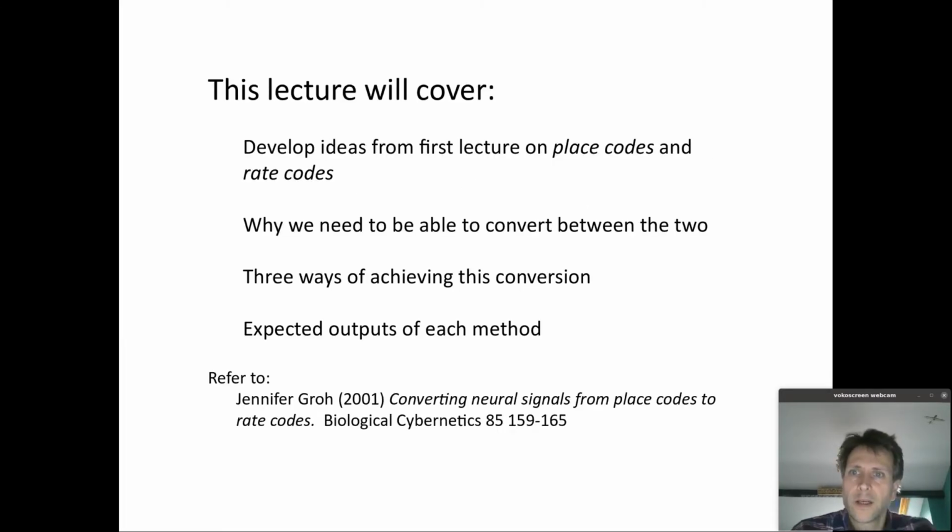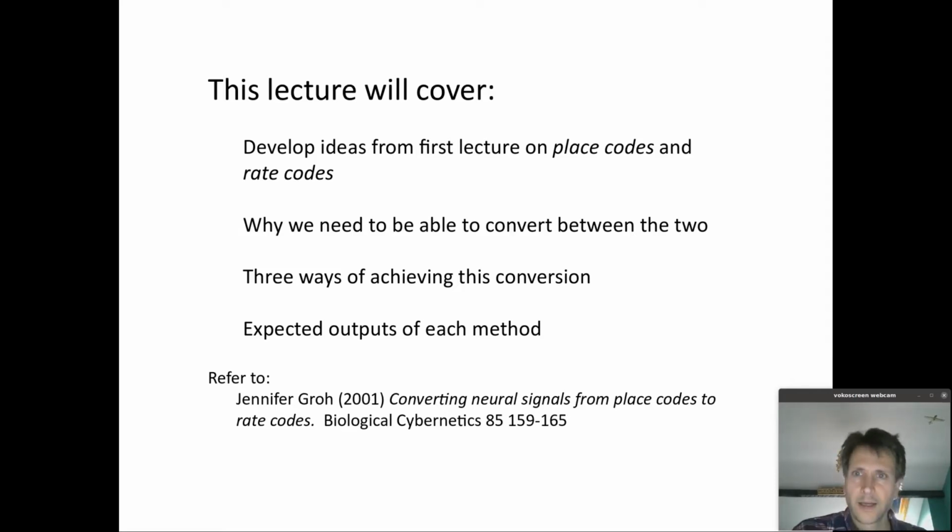Okay, so I'm going to develop ideas from the first lecture on place codes and rate codes. I'll talk a bit about why we need to be able to convert between the two, although really that was the subject of the last lecture. And I'm going to talk about three ways of achieving the conversion and what the expected outputs of each method would be. This is largely based on an excellent paper by Jennifer Groh, which was published 20 years ago, and she wrote down some of the mathematics of the ideas of converting neural signals from place codes to rate codes.